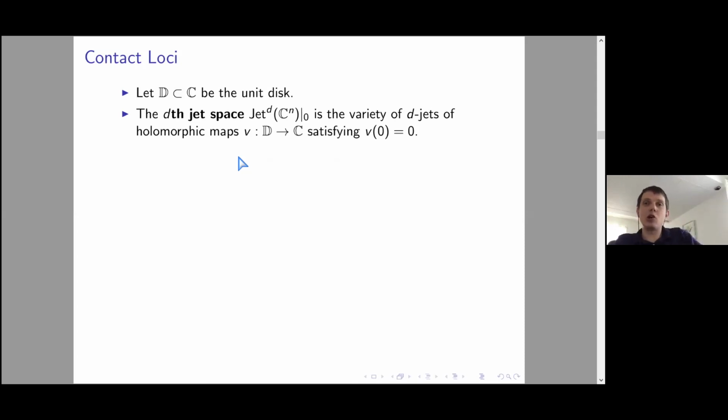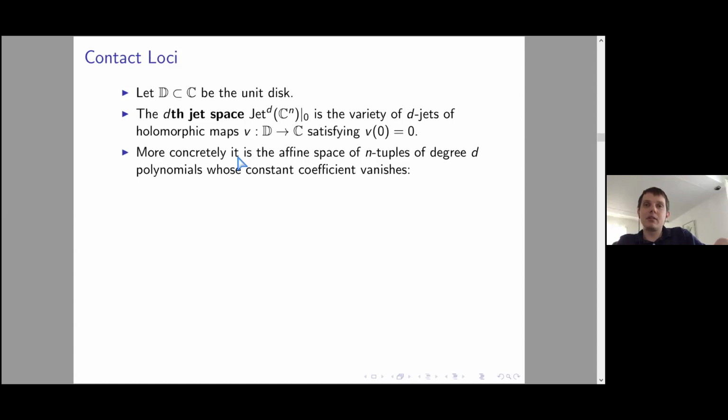So what does that look like? More concretely, you can think of it as the affine space of n tuples of degree d polynomials whose constant coefficient vanishes.